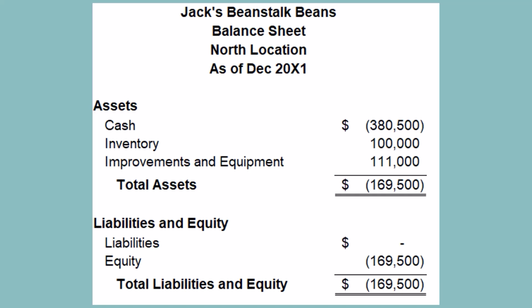Inventory is $100,000. Tenant improvements and equipment net of depreciation are $111,000. We've found the $211,000 of cash outflows in excess of the location loss. It's invested in the inventory and fixed assets. Equity for the location is negative $169,500, which matched the total loss on the contribution statement.